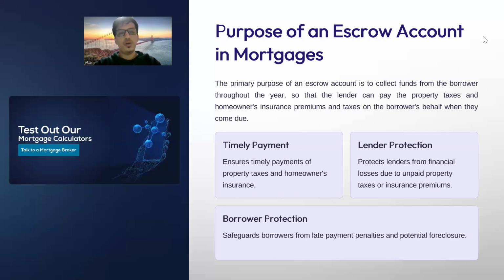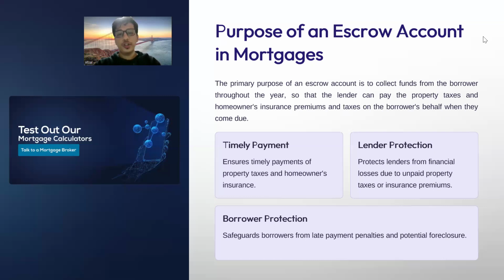Let's assume the borrower forgets to pay the insurance or taxes. As we know, tax liens are superior liens. They are superior to the mortgage lien as well. So it is important for the lender to ensure that the insurance and tax payments are paid consistently and accurately every year, and that's the reason it is important. It protects the lender as well through the timely payment of insurance and taxes.